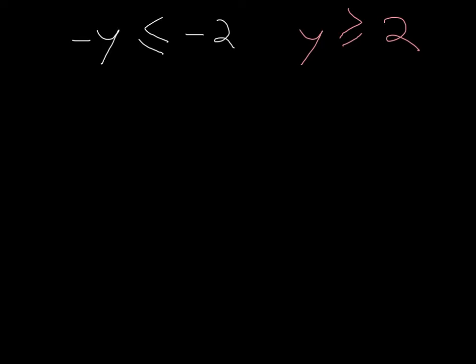So how did I get that? I took -y and I multiplied it by -1, and I took -2 and I also multiplied it by -1, but because they were negative numbers, I had to remember to flip that sign the other way around.